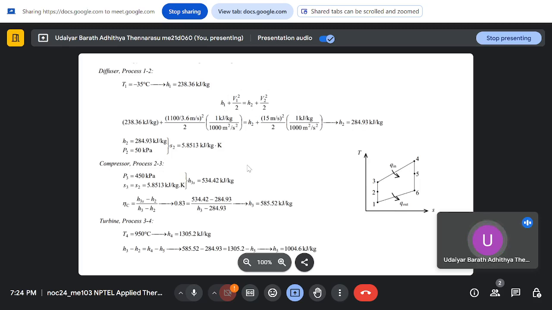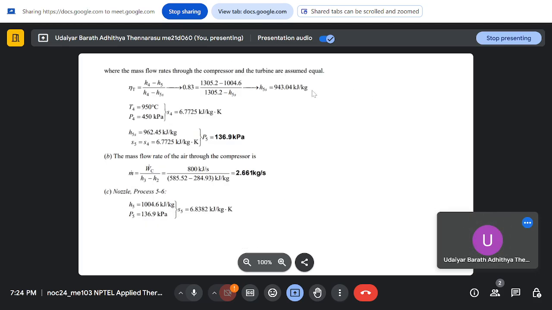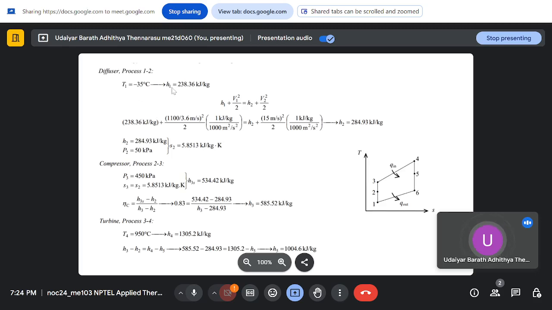So T1 is minus 35 and pressure is 40 kilopascal. From the table we will find the enthalpy is 238.36 kilojoule per kg. Across the diffuser, if you apply an energy balance, it will be H1 plus V1 squared by 2 equals H2 plus V2 squared by 2.